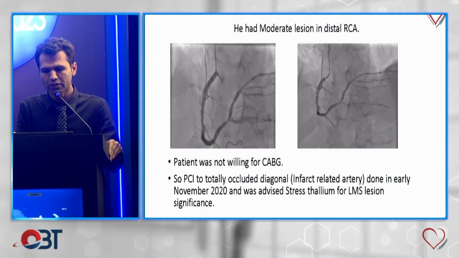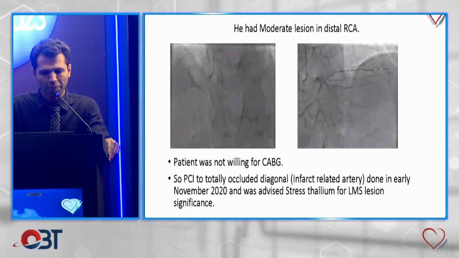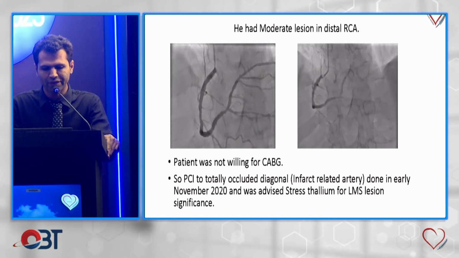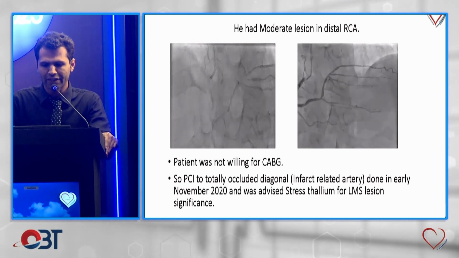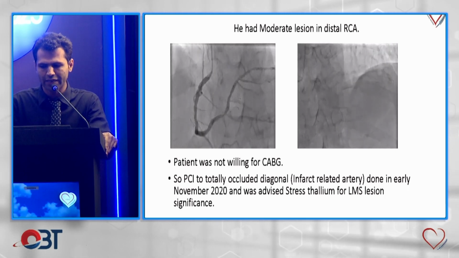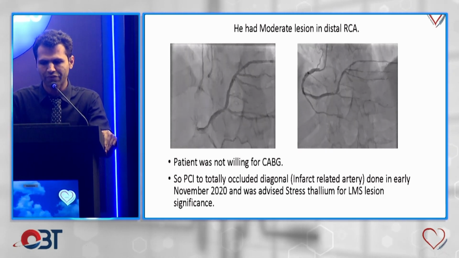These are the angiographic pictures showing moderate to severe disease in left main stem. He also had a moderate lesion in distal RCA. So the patient was offered CABG, but he refused. So we decided on PCI of the infarct-related artery, and that was the diagonal, done in early November. And we advised stress thallium for left main stem lesion significance.